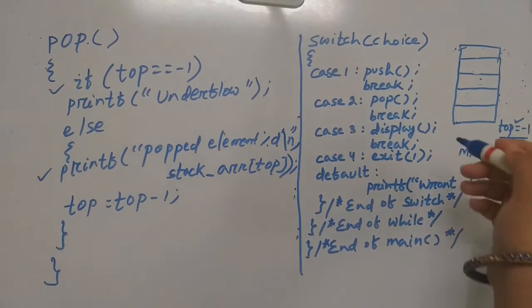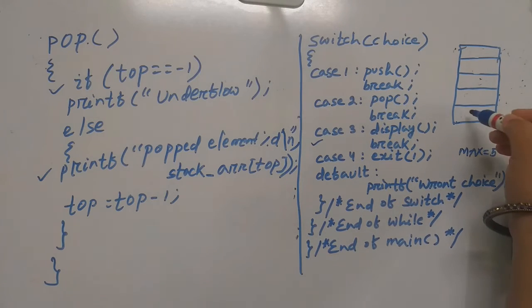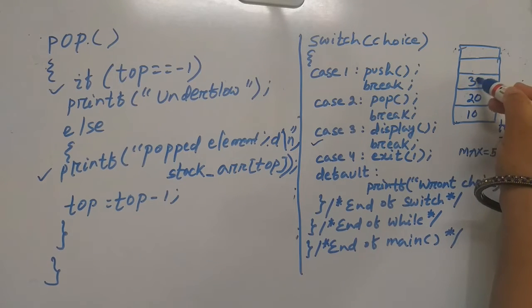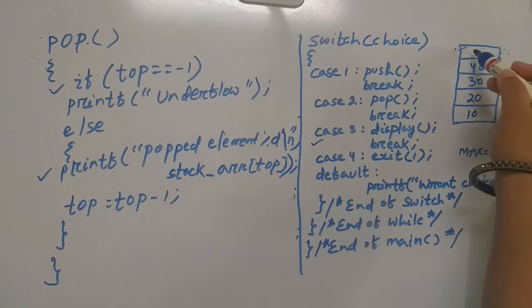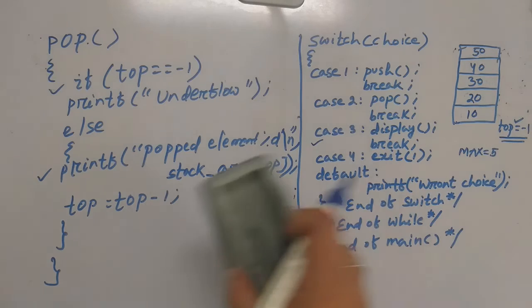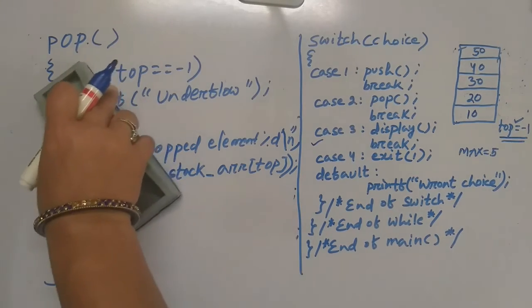Then another thing we write down is the display. What is the display operation here? Suppose we enter 10, 20, 30, 40 and 50. If the stack is full or half filled, then how do we display all the elements? So once again I am writing here the display operation.